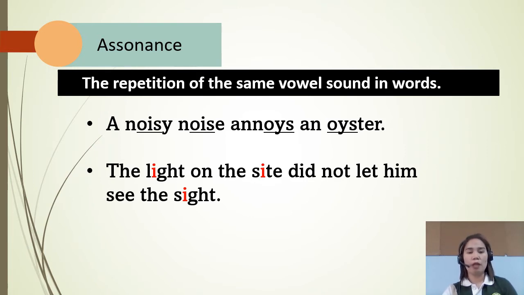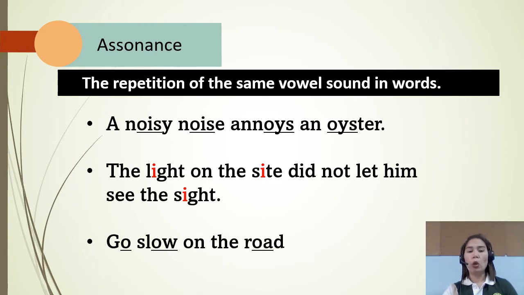In the first example, we have the sound of the diphthong "oi": noisy, noise, a noise, oyster. For the other example, we have light, site, sight, the sound of long I. And another example: go slow on the road. Here the sound of the long O is repeated. So that is assonance.